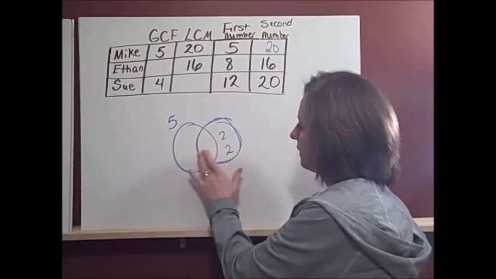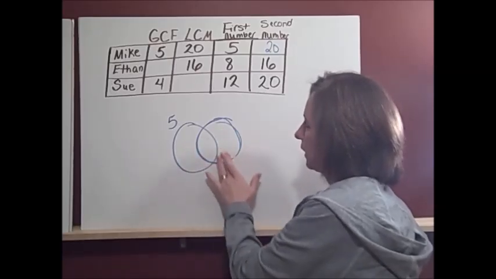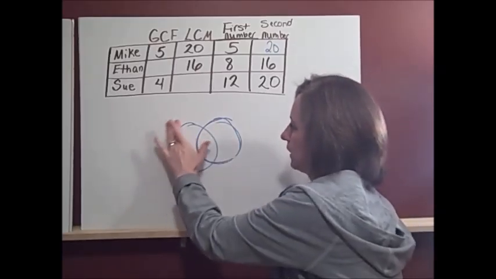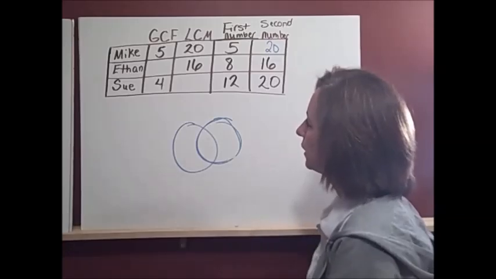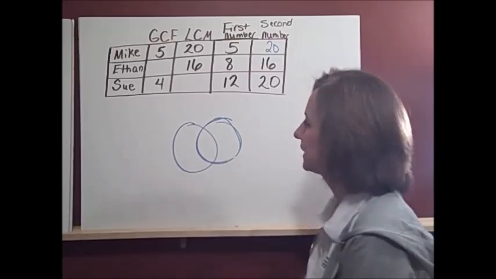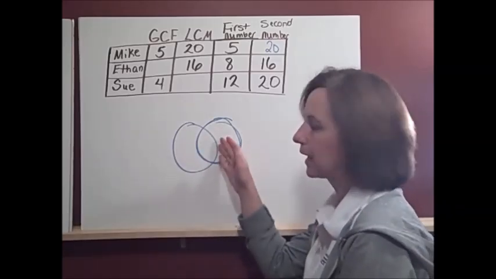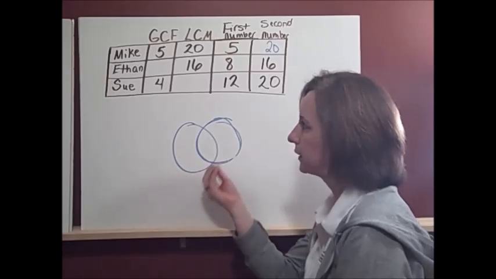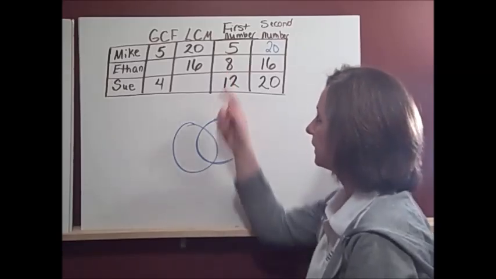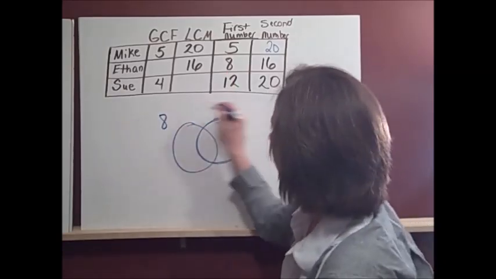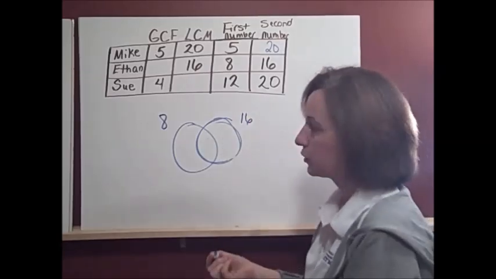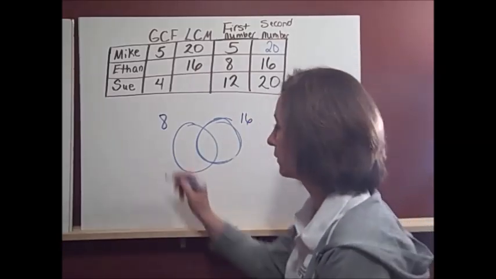Let's use the same thought process and see if we can figure out what's going on with Ethan's numbers. We know the least common multiple is 16. We know that all of these together have to equal 16. That doesn't really help us in the beginning, but this helps us. Our first number is 8, and our second number is 16, which means we have to know the factors of them and where do they go.